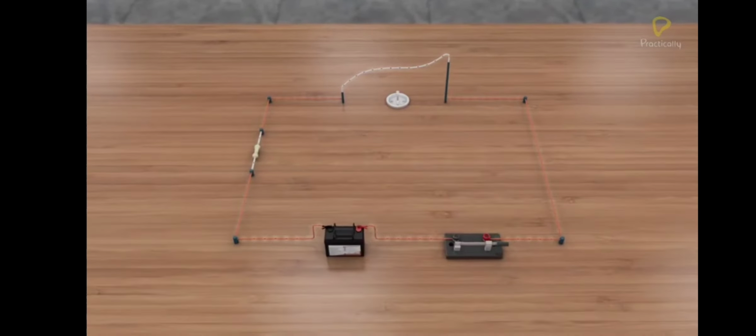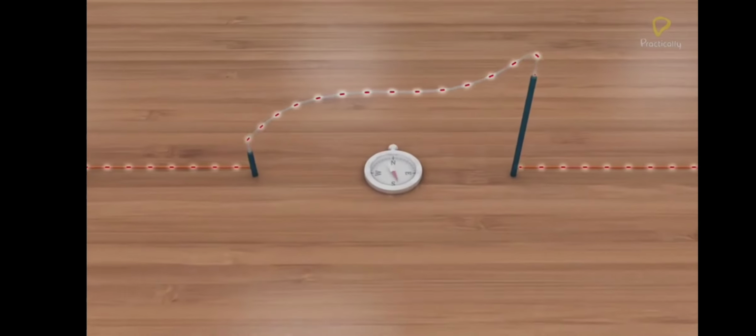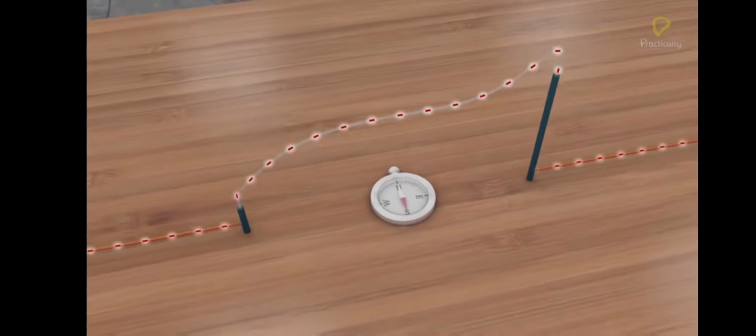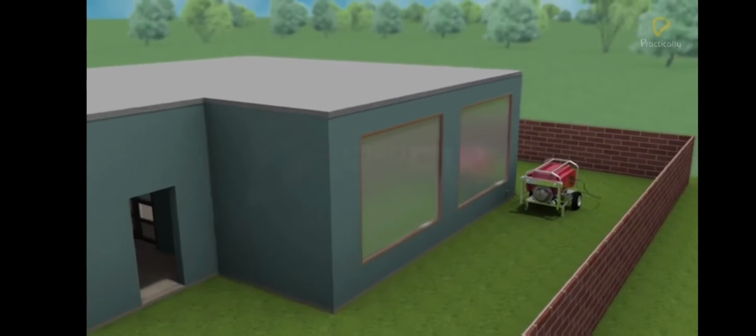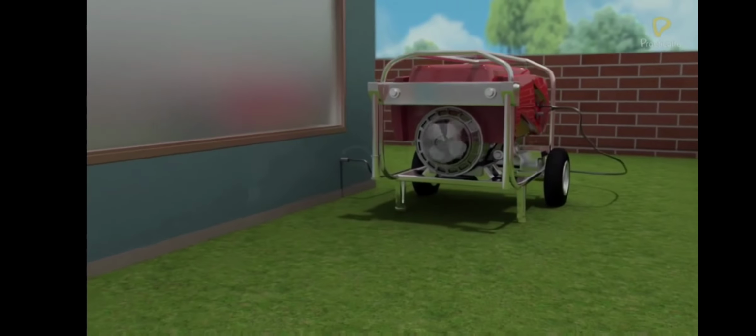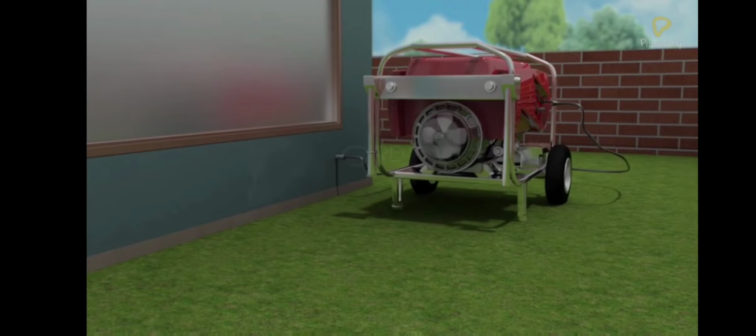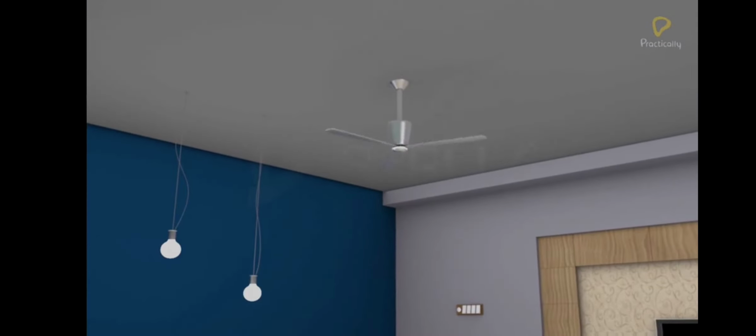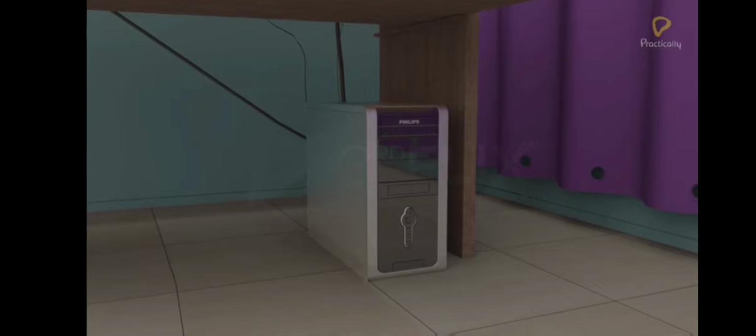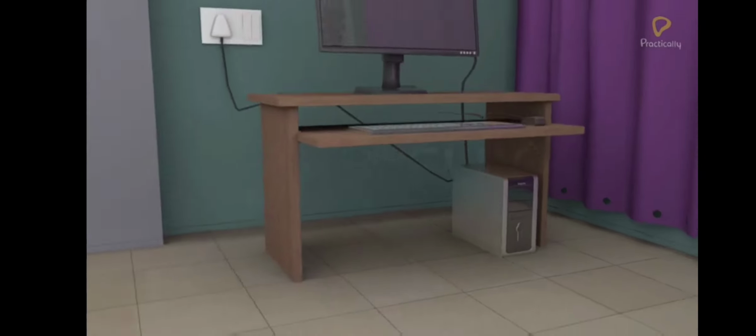When charges move, such as in the case of current, they create a magnetic field around them. Most of our modern world devices such as generators, motors, hard disks were made possible by the well-understood principles of electromagnetic force.